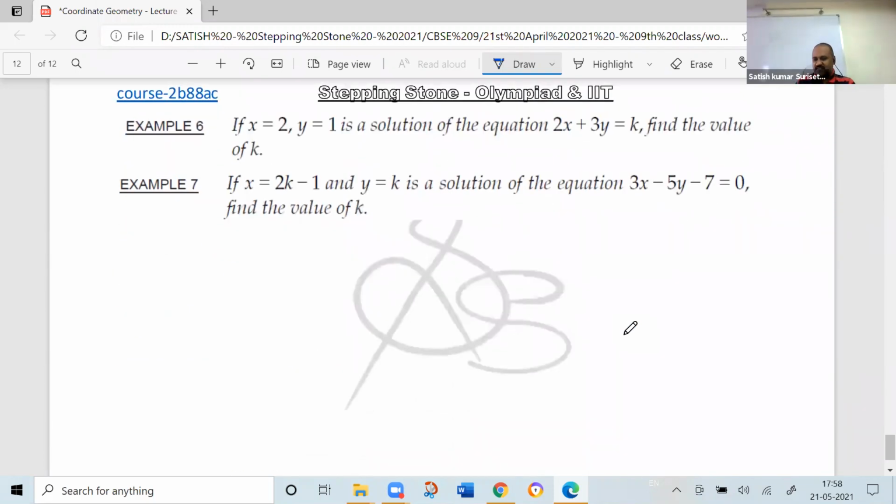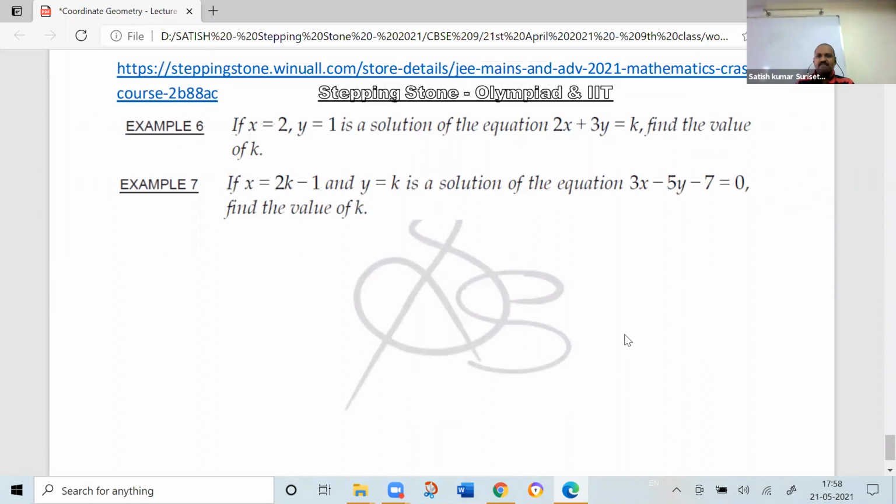Now, if x equal to 2 and y equal to 1 is a solution of the equation 2x plus 3y equal to k, find the value of k. Tell me what the value of k will be. 7. Correct. Just substitute x and y in this. When you substitute x equal to 2, this becomes 4. When you substitute y equal to 1, this becomes 3. So 4 plus 3 is 7, because it is given that x equal to 2, y equal to 1 is a solution of the equation.